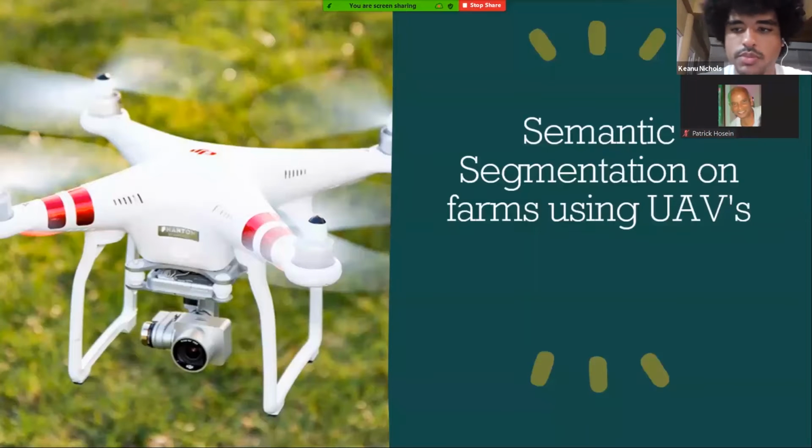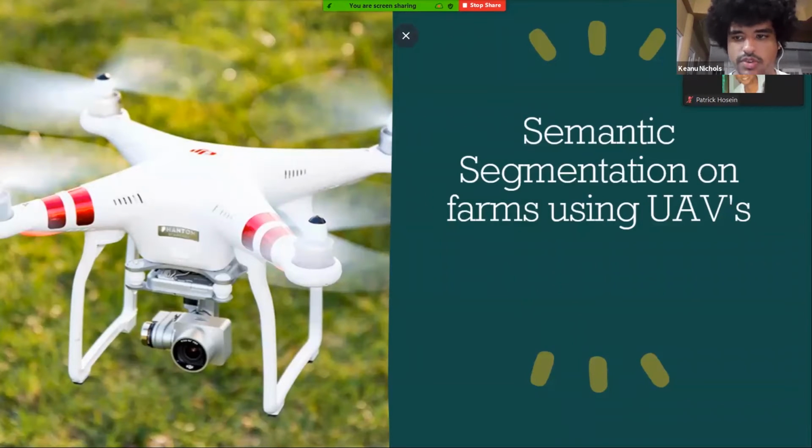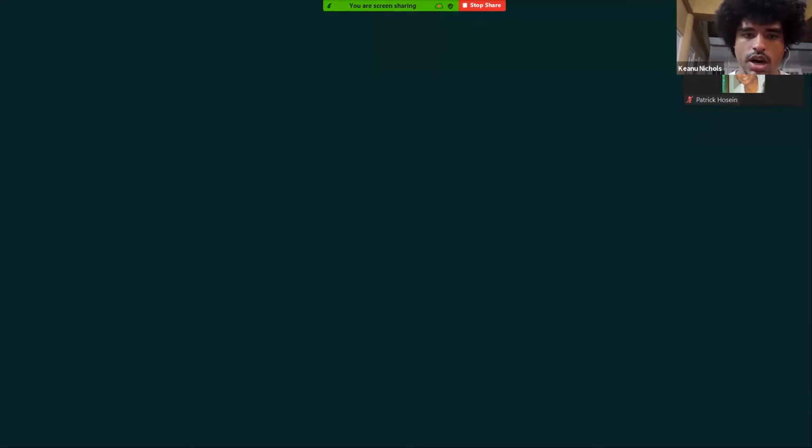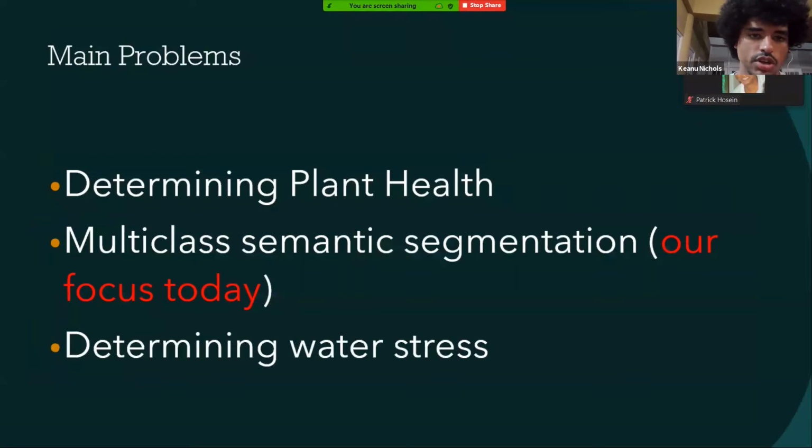Right. Hi, everyone. So today we're going to be talking about semantic segmentation on farms using UAVs. This overarching presentation is part of the AI for Earth research grant with National Geographic and Microsoft, and I'm one of the persons taking part in this project.